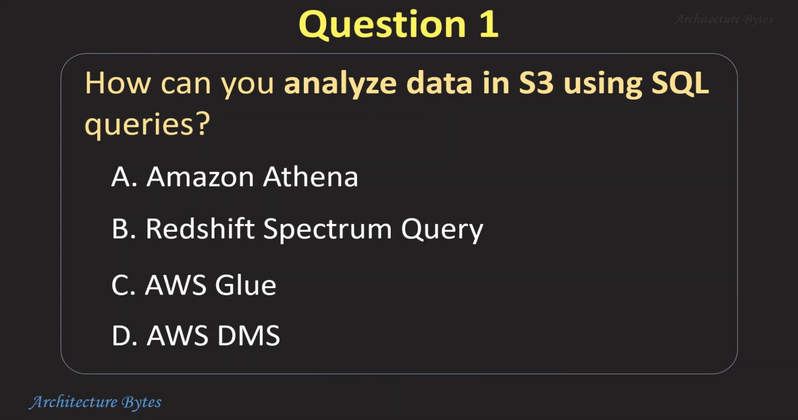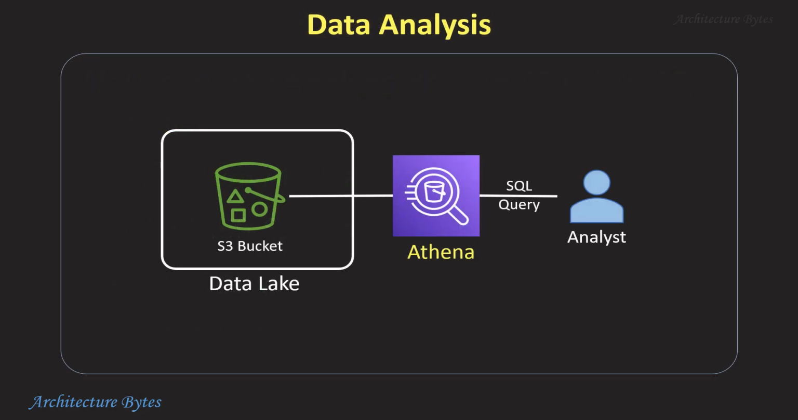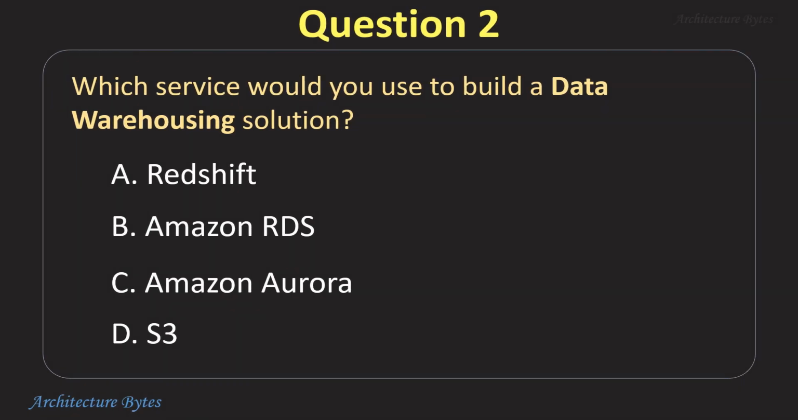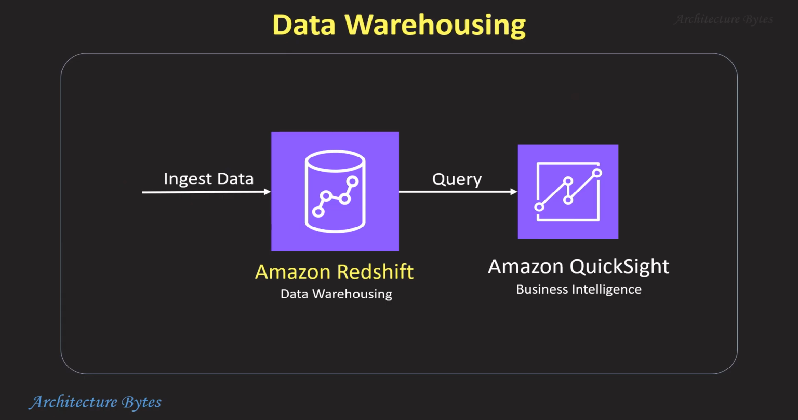How can you analyze data in S3 using SQL queries? Amazon Athena allows data analysts to use SQL to query and analyze data in S3. Which service would you use to build a data warehousing solution? Amazon Redshift is a data warehousing service that supports analyzing large quantities of data efficiently.